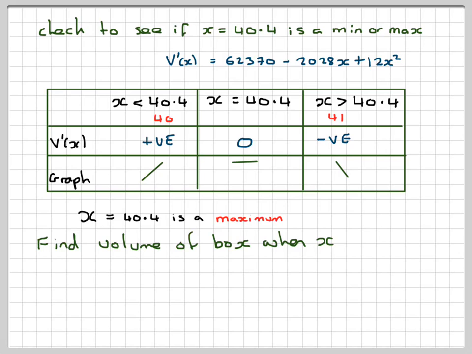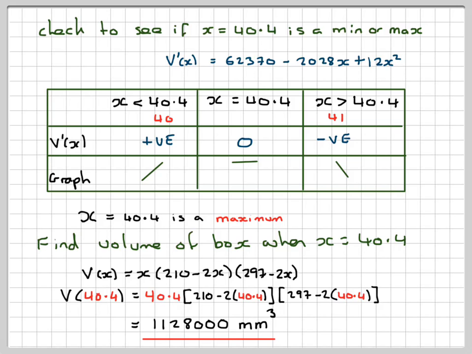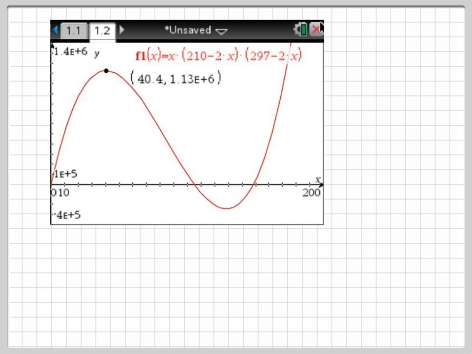Find the volume of the box when x is equal to 40.4. So v of x will be x times (210 minus 2x) times (297 minus 2x). We substitute 40.4 in, like that. And we get the answer rounded off to 4 significant figures, 1,128,000 millimeters cubed.